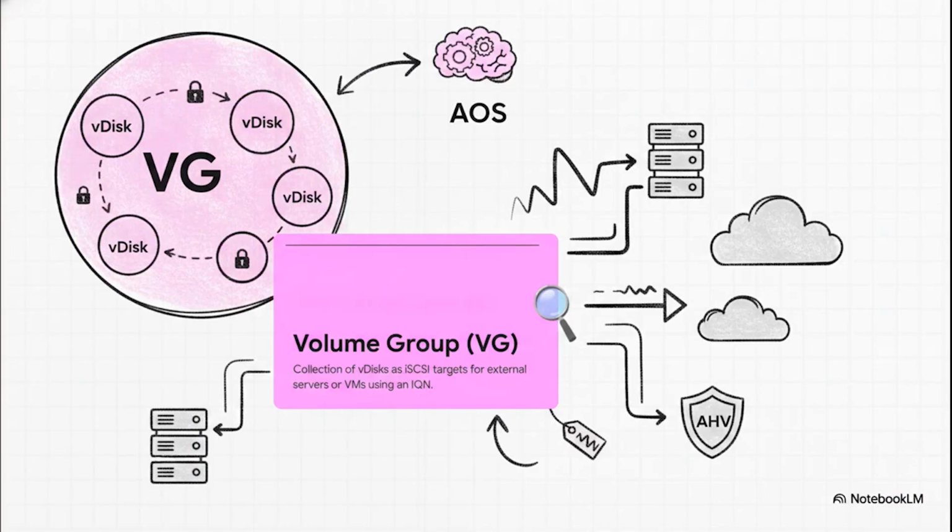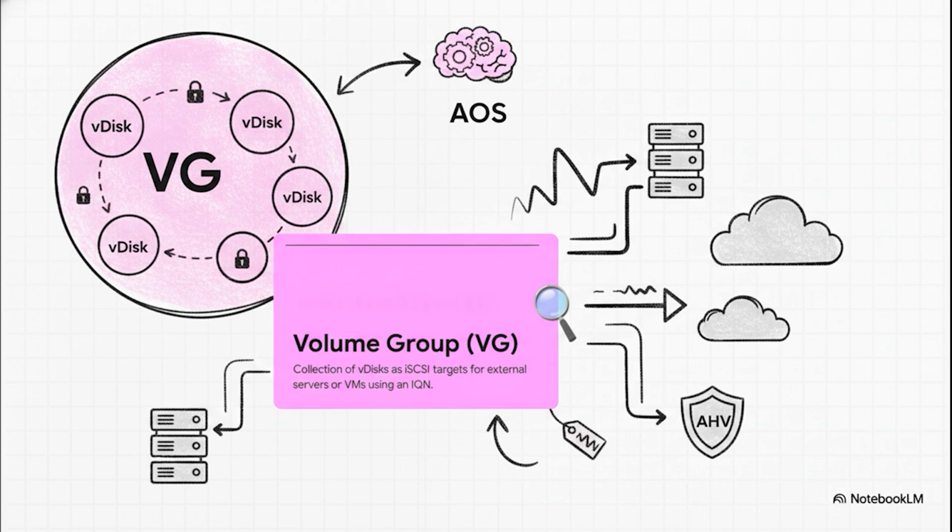So let's establish our baseline right away. Why do we even use volume groups instead of just attaching standard virtual disks directly to our virtual machines? Well, a volume group, or VG for short, is essentially a collection of virtual disks, VDisks, that act as iSCSI targets. This setup allows you to serve storage directly to external bare metal servers or to guest virtual machines.